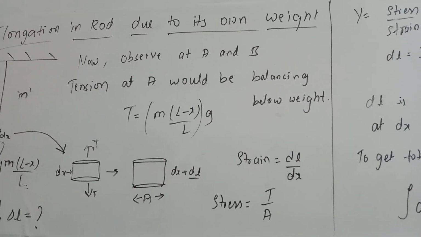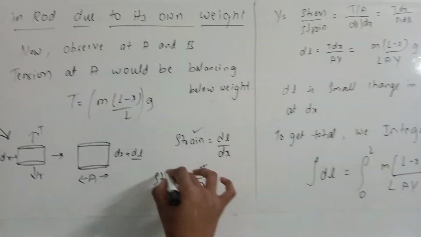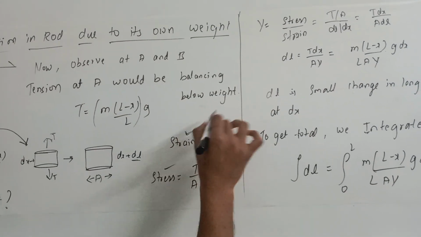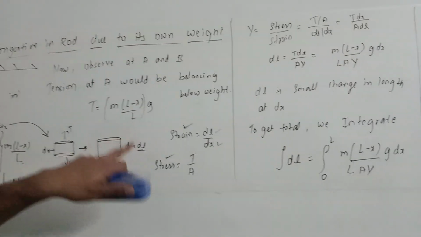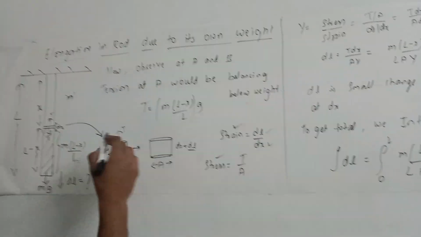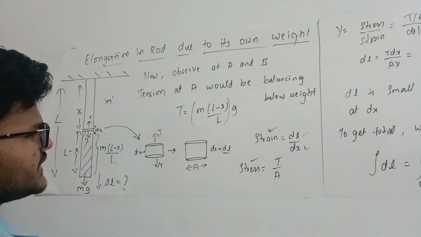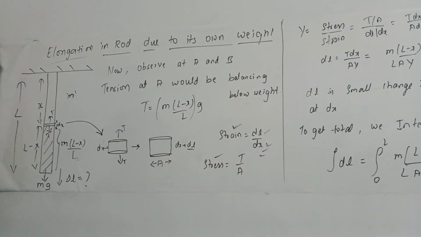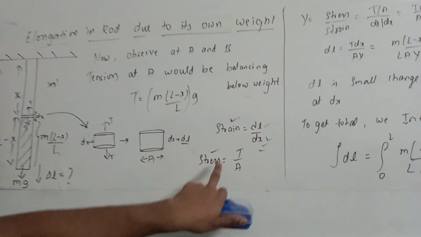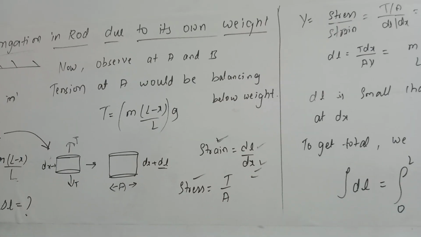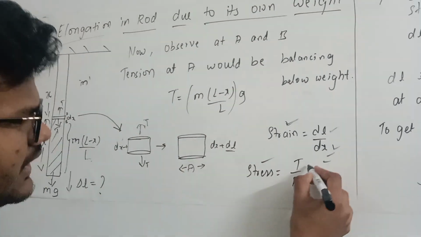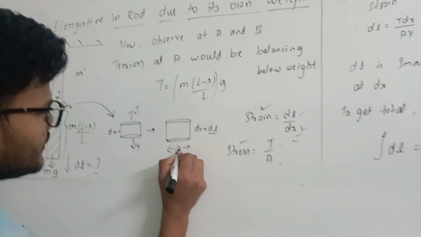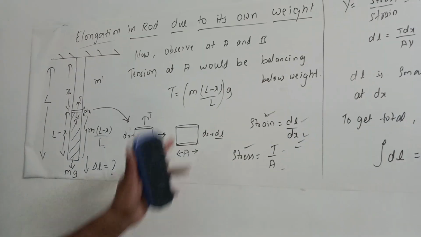Now I will define the strain and the stress. Strain is defined as the change in length divided by the original length. The change in length is dl, and the original length for this element is dx. This gives the strain. Stress is defined as the restoring force divided by area. The restoring force acting here is the tension T, divided by the cross section area A of this element. That will give the stress.